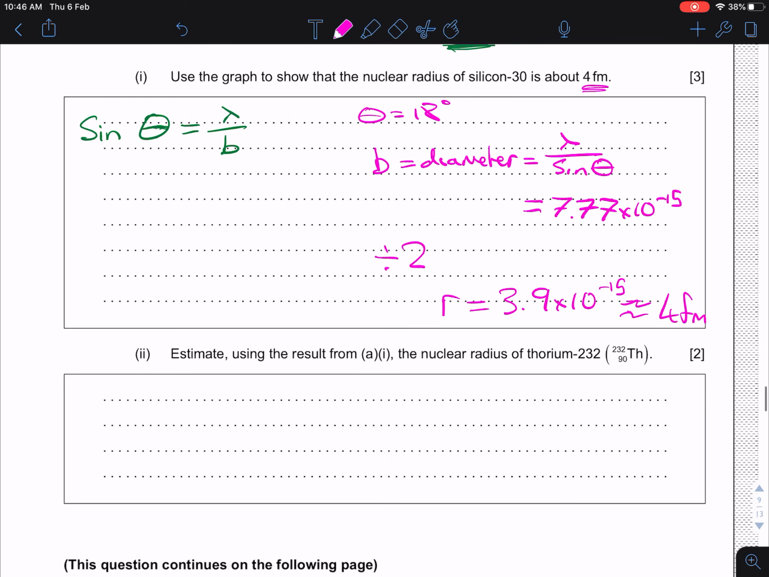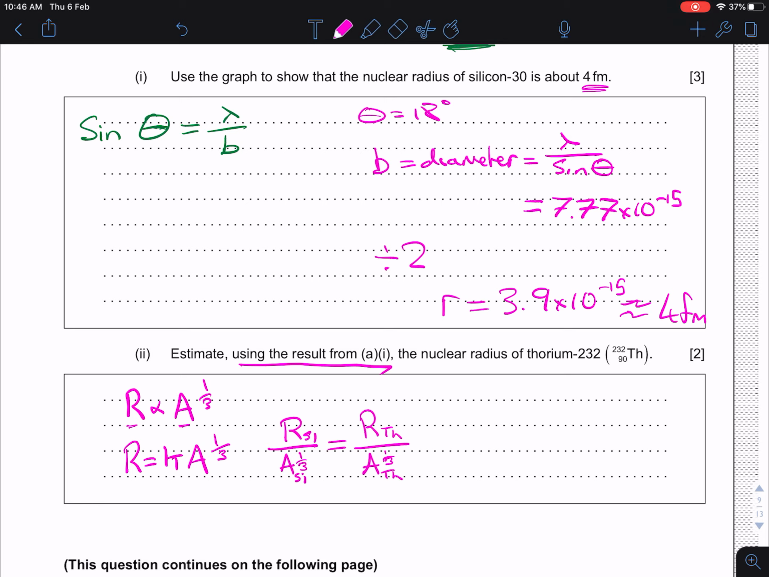Which is what the question's asking. Okay, using the result from A part 1, estimate the nuclear radius. Well, from your data booklet, you know that R is proportional to A to the third, where A is the atomic number and R is the radius, which means that R equals some constant times A to the third, which means that R divided by A to the third is a constant, which means that R of silicon divided by the A to the third of silicon equals the R of thorium divided by A to the third of thorium.